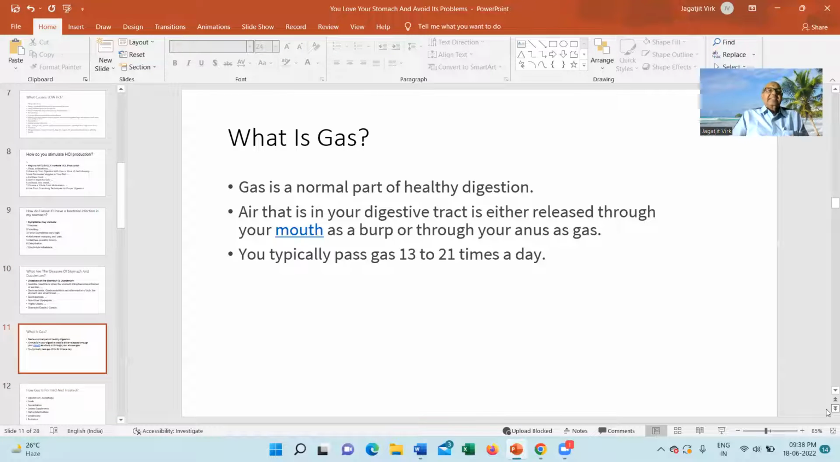What's gas? Gas is a normal part of healthy digestion. Air that is in your digestive tract is either released through your mouth as a burp or through your anus as gas. You typically pass gas 13 to 21 times a day, on average 17 times a day.